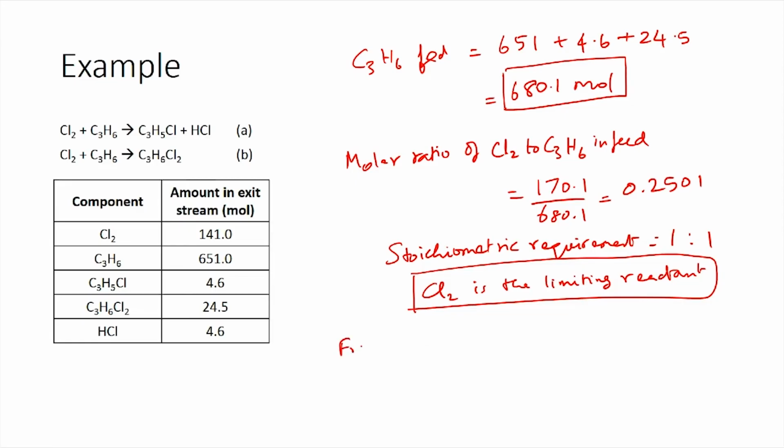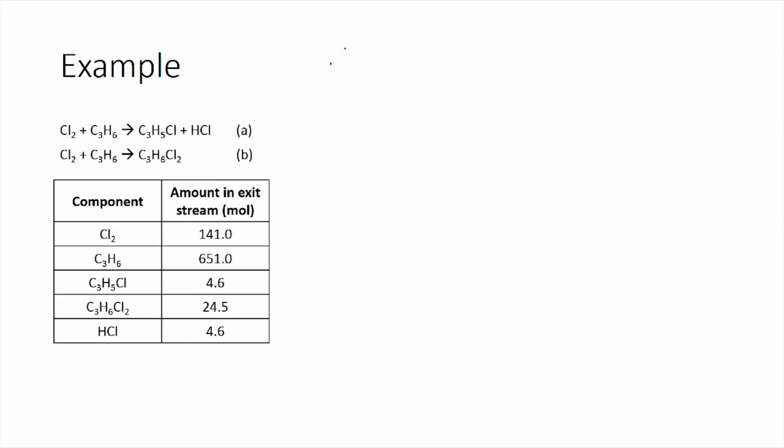So, the fraction conversion which has been asked for basically would be the amount of C3H6 which reacted to form C3H5Cl, which is 4.6 moles, divided by the total amount of C3H6 which is fed, which is 680.1, giving you a value of 6.76 times 10 power minus 3. So, the next part of the problem is to calculate selectivity.